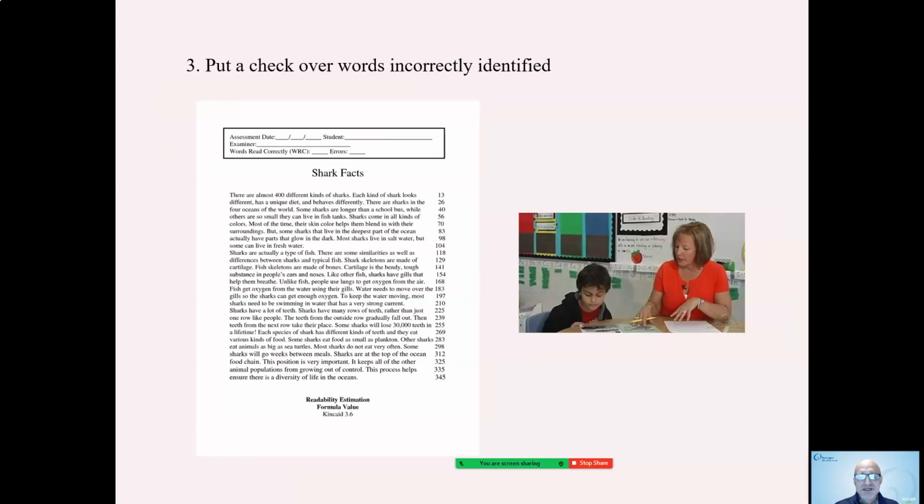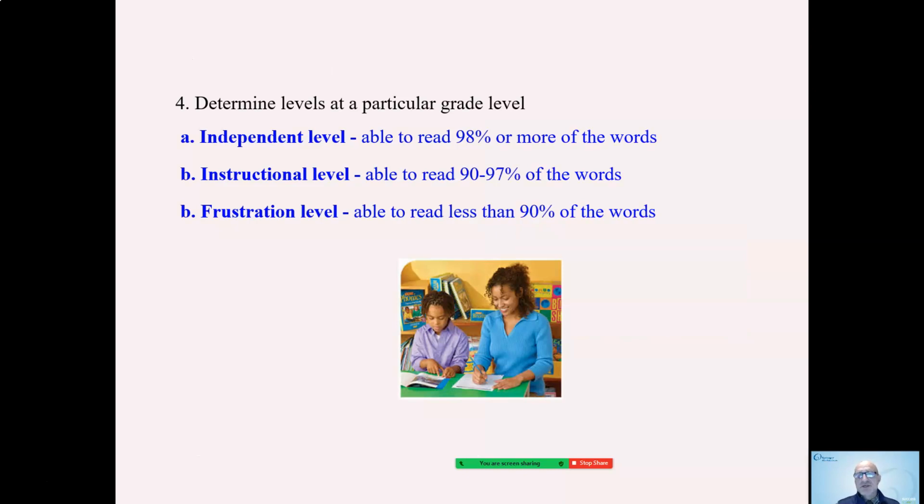All right, so here you go. You got your graded reader. This is 3rd grade, 6th month. Simply put a check over the words that the student incorrectly identified or recognized. And then to determine the levels at a particular grade level, 98% or more, that's the independent level, the instructional level, and the frustration level. So you can say at the 3rd grade level, this student read at the instructional level. On a 3rd grade text, the student reads at the instructional level. At the 2nd grade, the independent level.